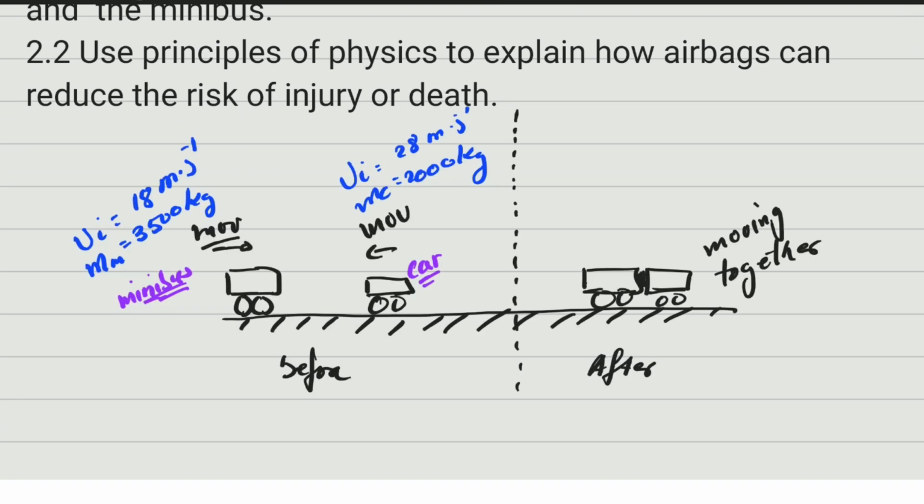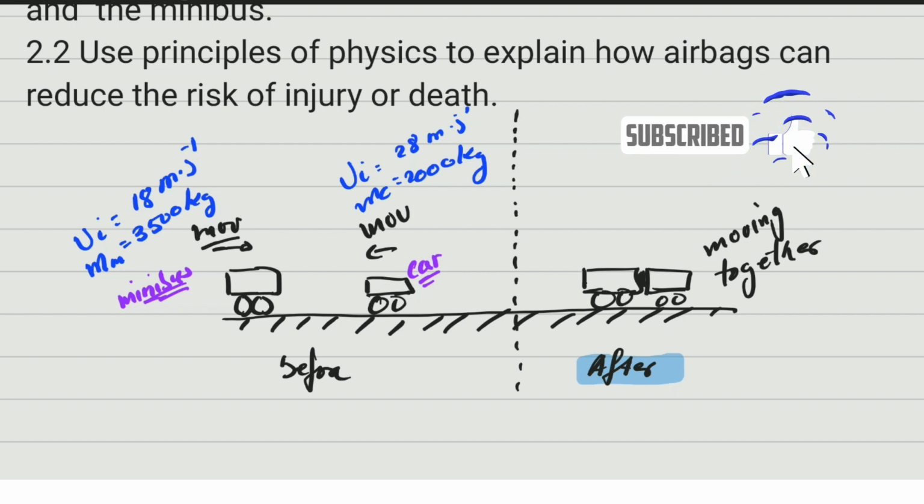First of all, I'm going to redo the picture real fast. Alright, so here is the picture with all the data and more or less what is happening. In the beginning, we have a minibus that is moving to the right and a car which is moving to the left. They're going to have a collision here and then obviously they're going to move together. I didn't write the direction because we also have to find the direction.